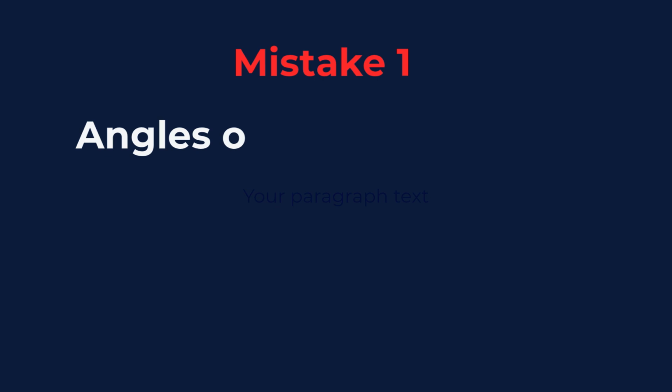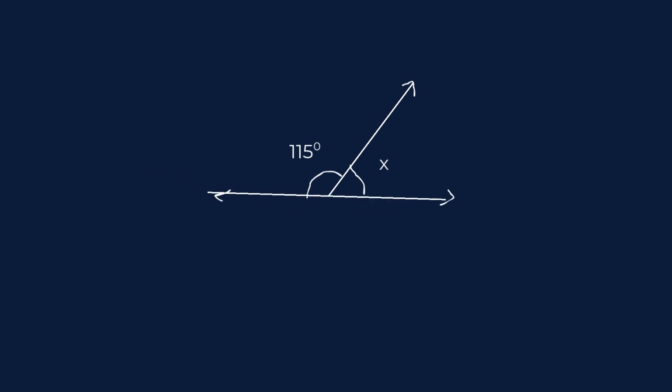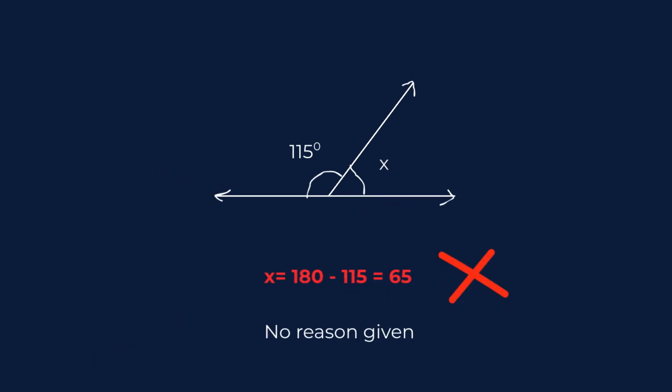Angles on a straight line. The rule is, all angles on a straight line add up to 180 degrees. Here's what a student writes. X equals 180 minus 115 equals 65.